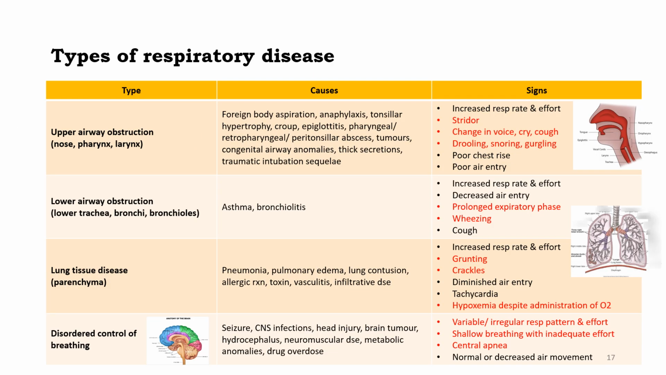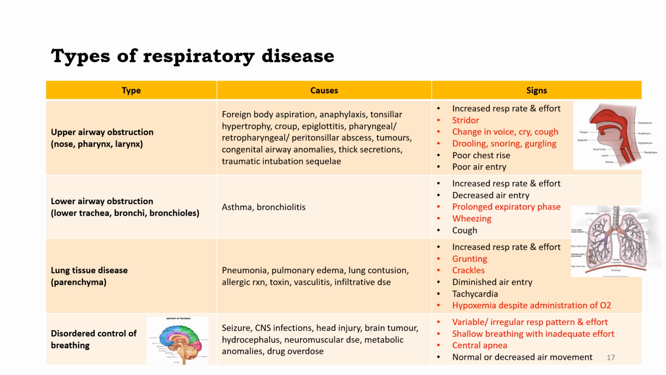Now, we spoke about upper airway obstruction. Some of the commonest examples of that are anaphylaxis, foreign body aspiration, epiglottitis, and congenital airway abnormalities. So, what will the child be presenting with in an upper airway obstruction? The key points are stridor, voice changes, drooling, snoring, gurgling. So, basically, any kind of sounds and diseases which involve the nose, the pharynx, and the larynx.